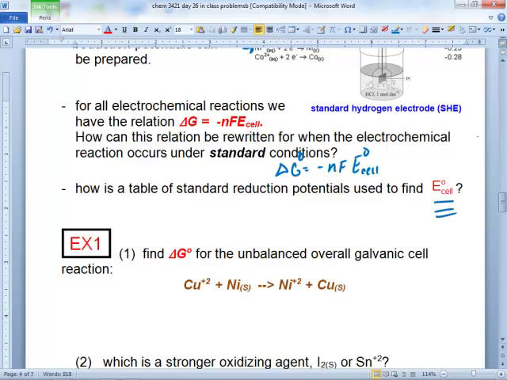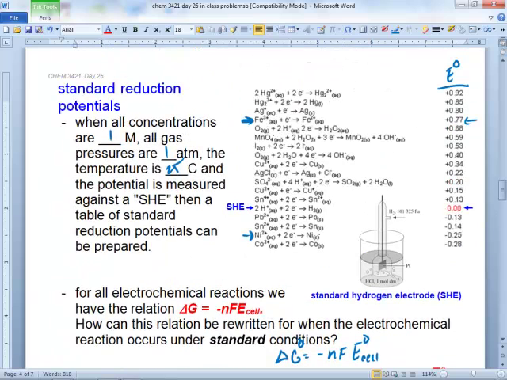Oh, here's a good example. Find delta G0 for the unbalanced overall galvanic cell reaction. Okay, so let's write our equation here first so we know what we're doing. We've got to figure out what E0 cell is, what N is, and all this stuff. So, where's one of my half reactions? I need copper and I need nickel. Here's copper plus 2.